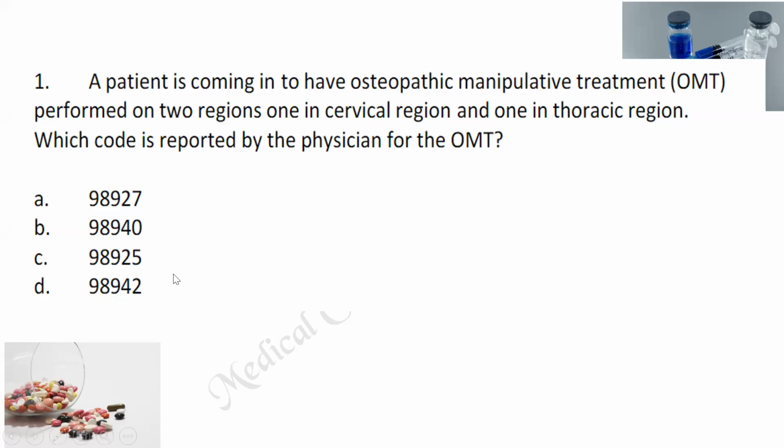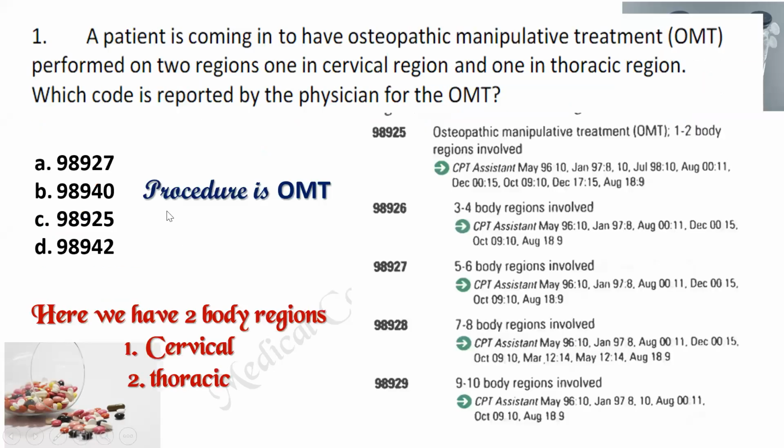Four options are given. Let us look at each option. 98925 is the parent code, osteopathic manipulative treatment. So that is OMT, and this is divided based on the number of regions involved. 98927 is 5 to 6 body regions involved, and 98925 is 1 or 2 body regions involved.